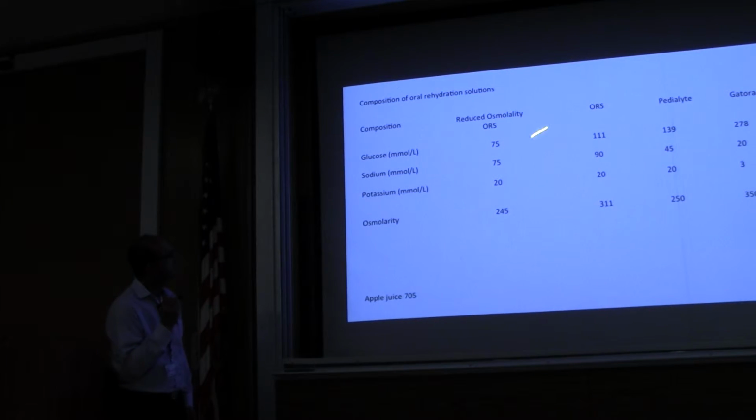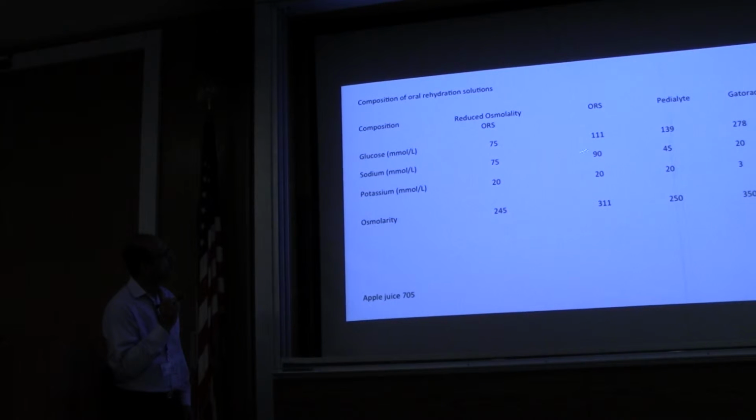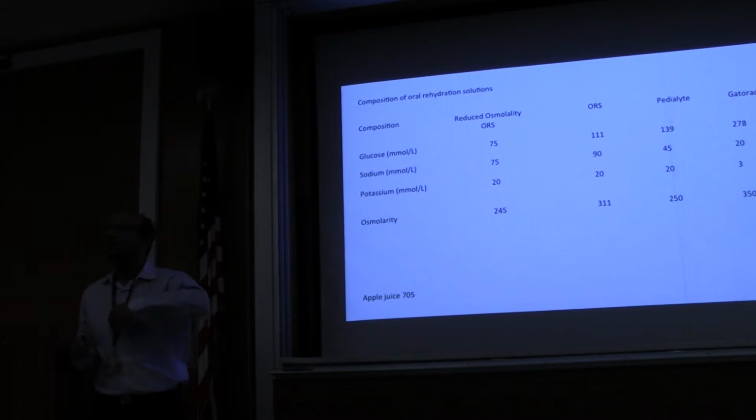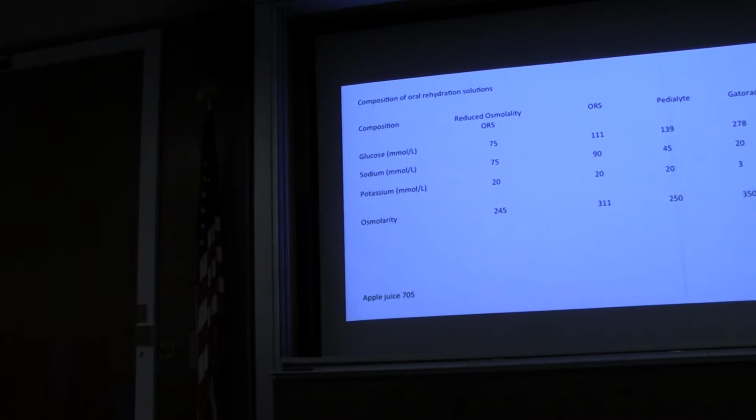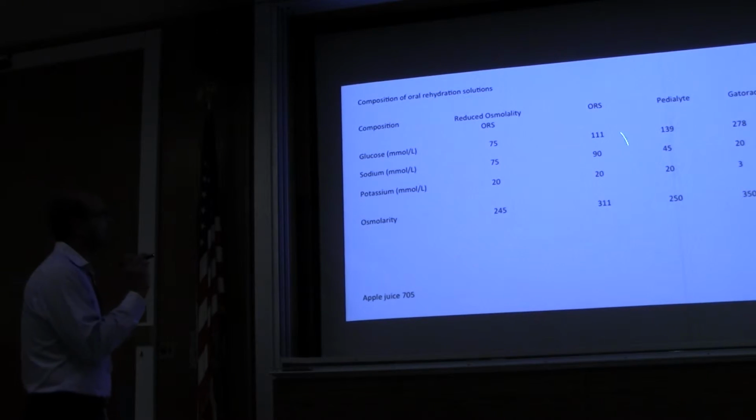So the ORS, the usual one used to be glucose 111, sodium 90 milliequivalents. This was done when cholera was rampant and people actually took the cholera stool and asked, how much sodium do I have in cholera stool? How much potassium? And based on that, the original ORS came through.